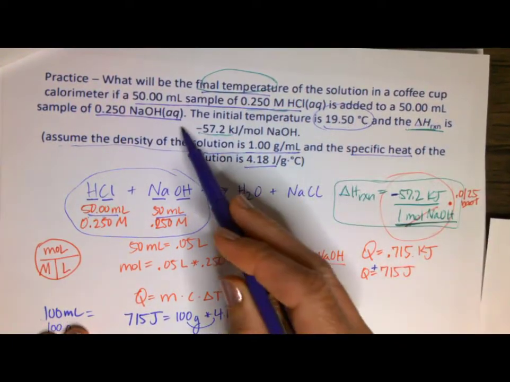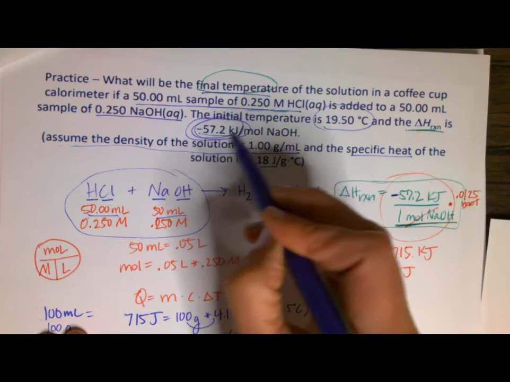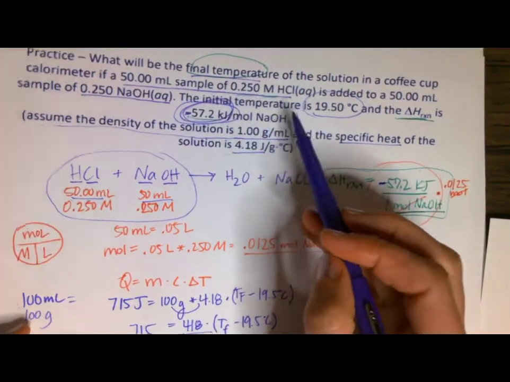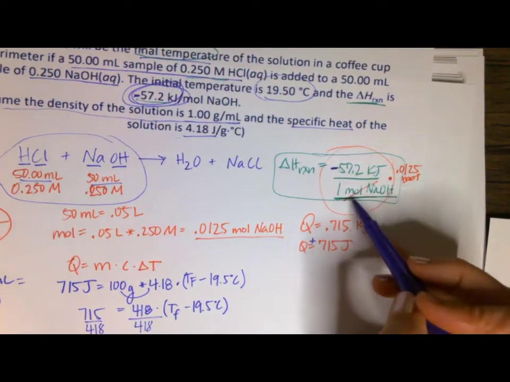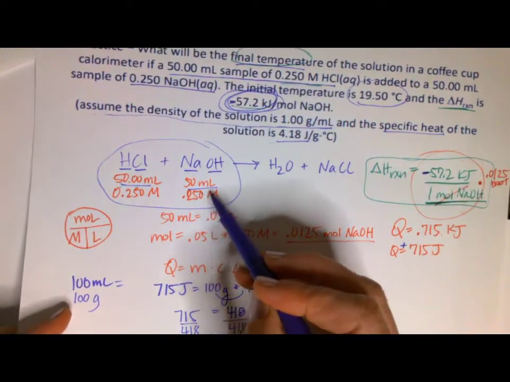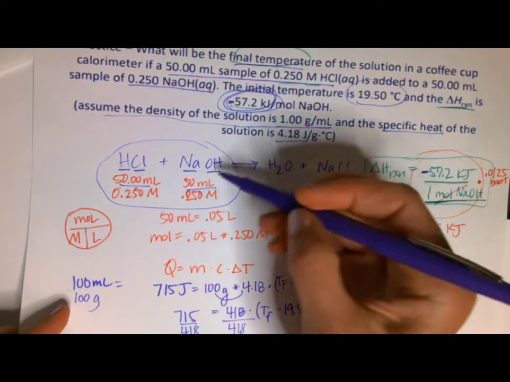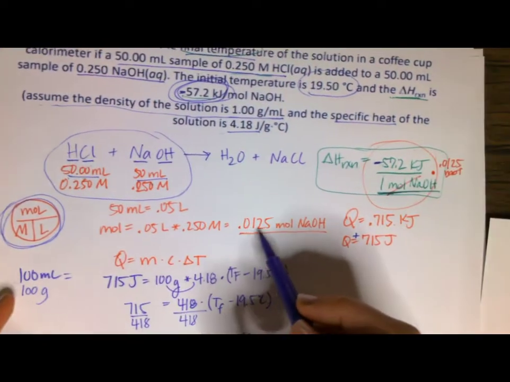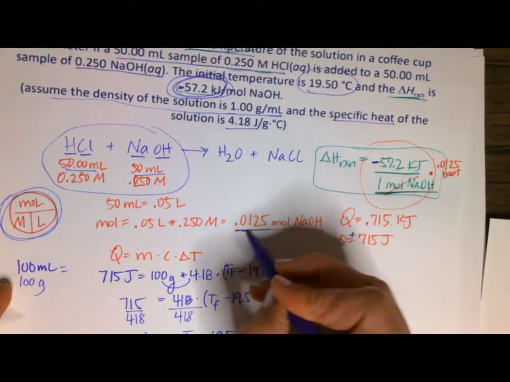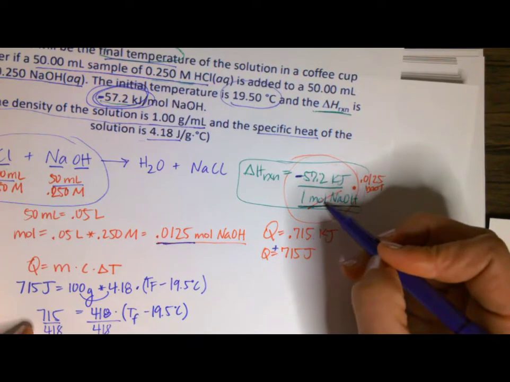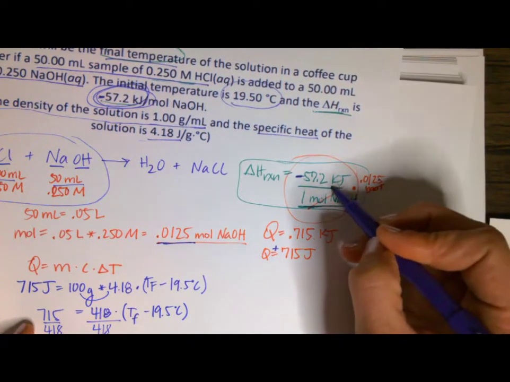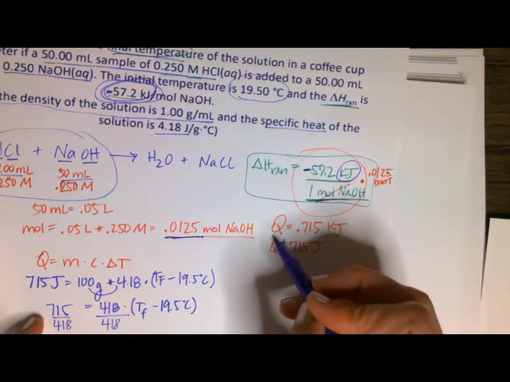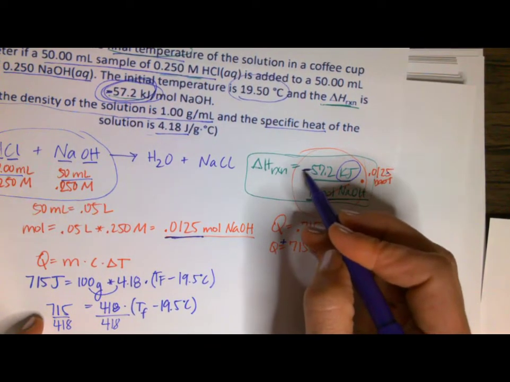I have a reaction that is exothermic. It's negative 57.2 kilojoules per mole. Now, that was for 1 mole, but we didn't quite use a mole. We found by using our molarity equation that we actually only used 0.0125 moles. So we just got rid of the moles to find out how much energy we actually used, how much heat was actually produced. So we know it's an exothermic reaction, it's giving off heat.